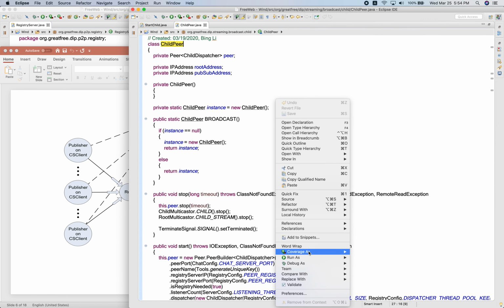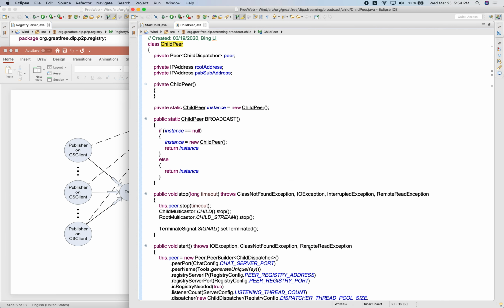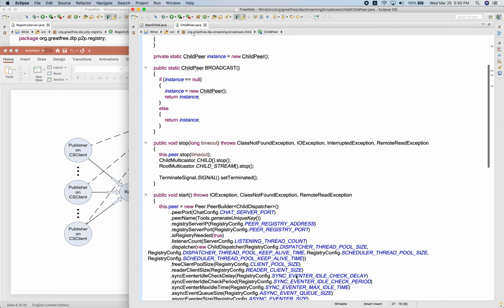This child has two roles. The first one is as a child in the multicasting framework of the stream. Another role is that the child may be the root of a new multicasting framework for the subscribers. So because of that, we need to define both the child multicaster and the root multicaster.